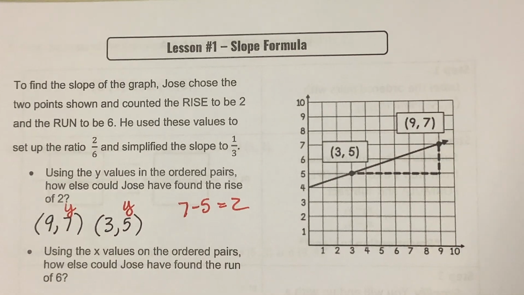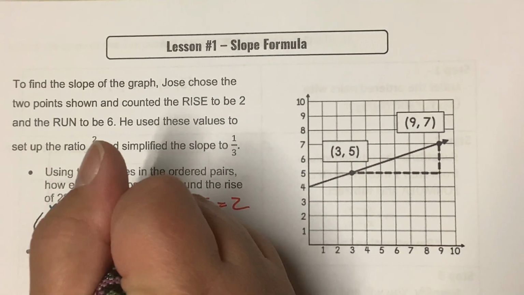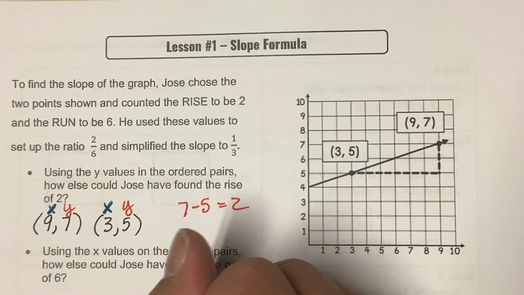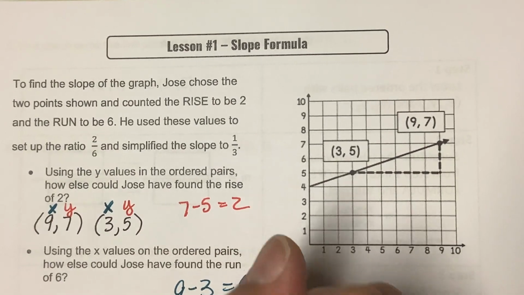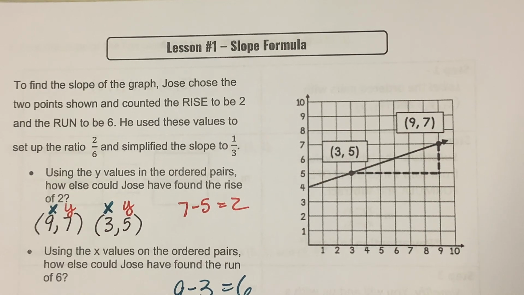Now let's look at the x values. Using the x values on the ordered pair, how else could Jose have found the run of 6? Well, this is the x, and this is the x. Let's see, 9 minus 3 is 6. So he could have subtracted the y values and subtracted the x values to get 2 over 6.